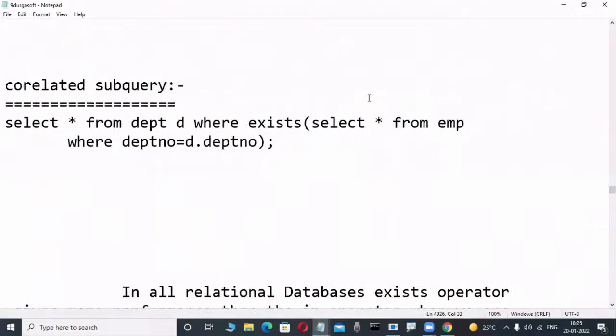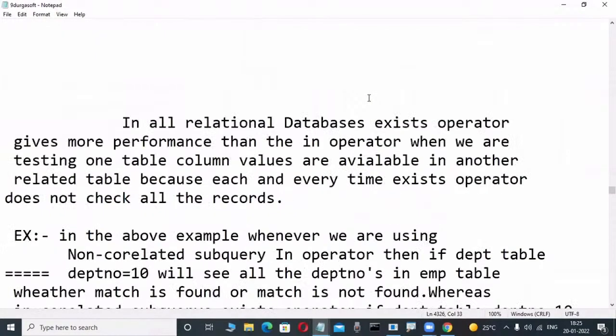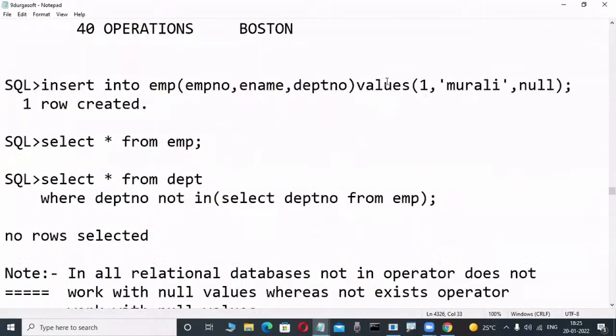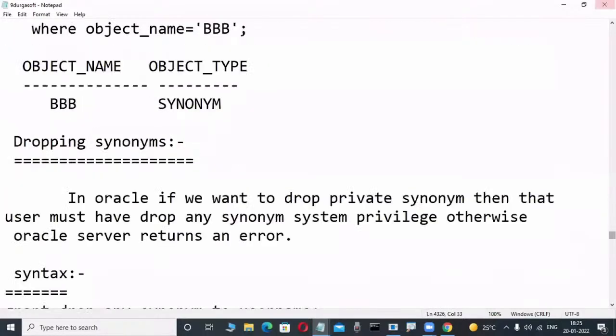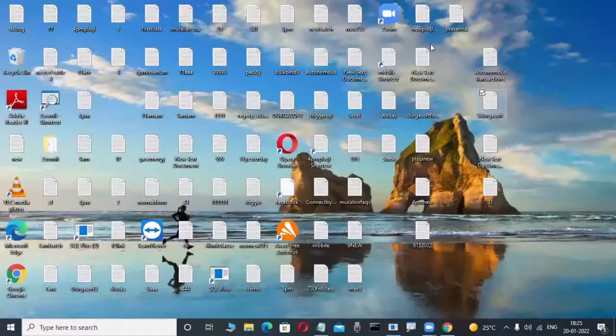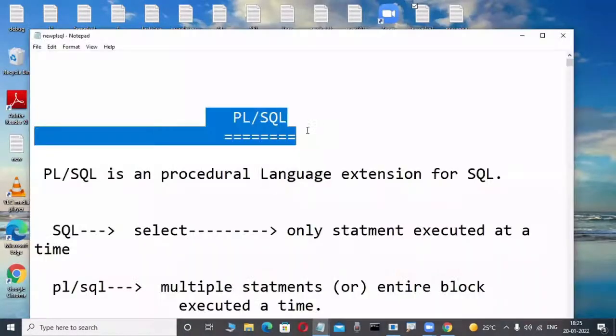Some queries are there, and these are all things we are familiar with. Don't worry. Then database objects, so many things are there, and we are learning them. These are big concepts. Again, PL/SQL means a little bit of coding is there. Don't be afraid. This is PL/SQL.